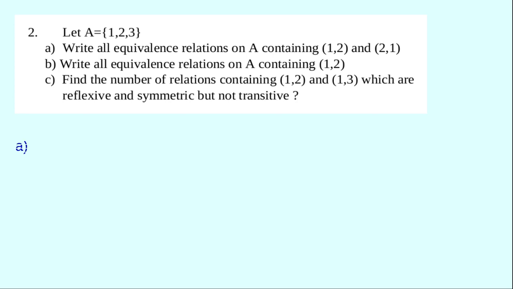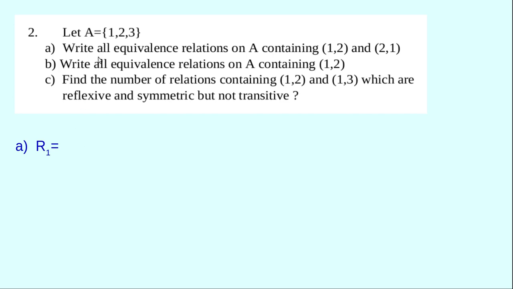Answer to question number 2. We want to write all equivalence relations on A containing (1, 2) and (2, 1). A is the set. To make an equivalence relation, that relation must be reflexive, symmetric and transitive. To make it reflexive, we want to write (1, 1), (2, 2) and (3, 3). Okay, let us start. We want to write all the equivalence relations. Therefore I just write R1, in order to write R2 if there is another equivalence relation.